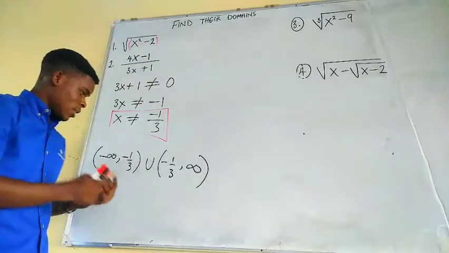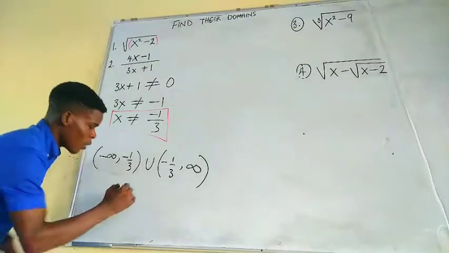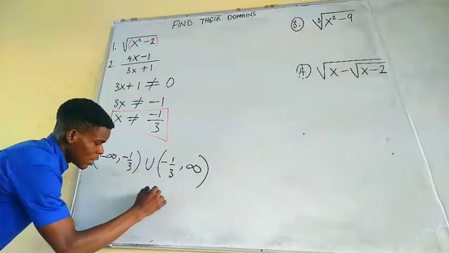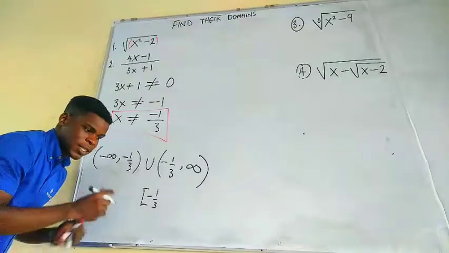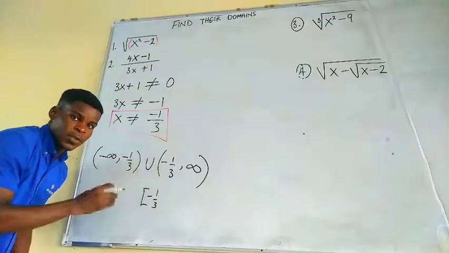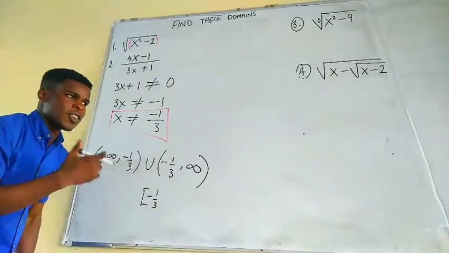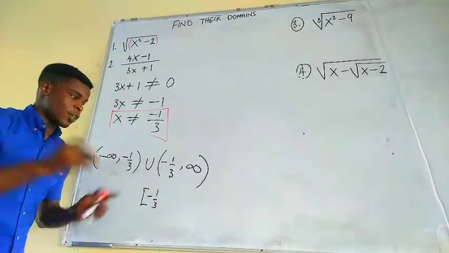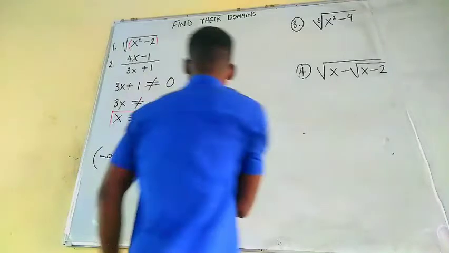Take note, like I'm saying, this and this are not included. If we were to include negative 1 over 3, I would have said close it at negative 1 over 3. It will start at that point, negative 1 over 3, that is negative 0.33333 to the right. But since I'm opening it, it will start from a number after negative 1 over 3, which could be negative 0.33332. But 3 increases, so it doesn't terminate. Okay, so that is the domain of this function.